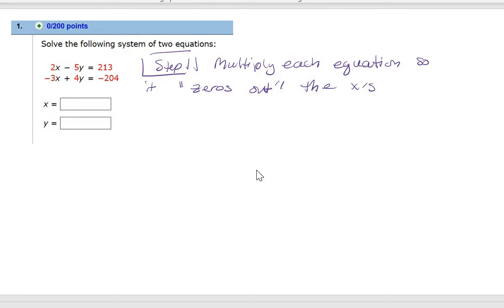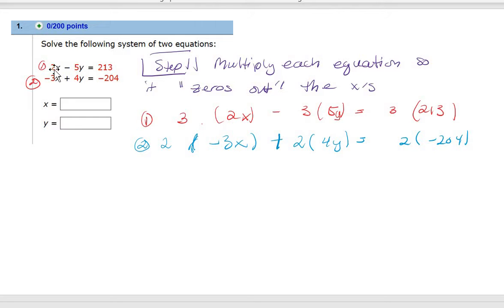So step one is to multiply each equation so it zeroes out the x's. I'm a creature of habit. I stick to one way of doing things. So here's the x's. I want them to zero out. The first number both 2 and 3 go into is 6. So this is what I mean. To make the 2 a 6, I would have had to multiply equation number 1 by 3.